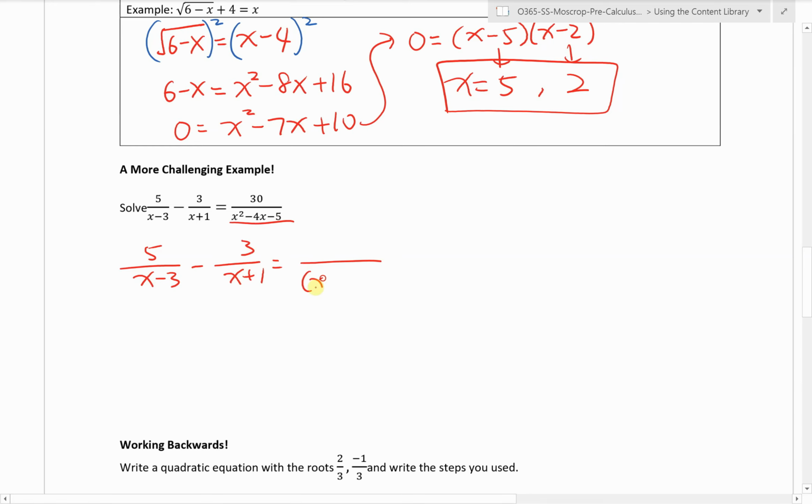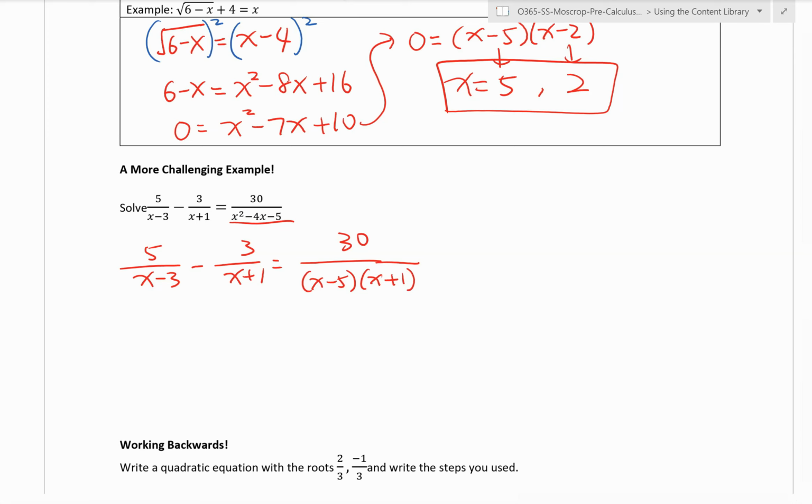This is going to be x minus 5 times x plus 1. Okay, that's the common factor right there. Oh, sorry, that's the factor. Those are the factors of that. Let me just double check. Yes, that's right. Okay, so now what we need to do is we need to have a common denominator.